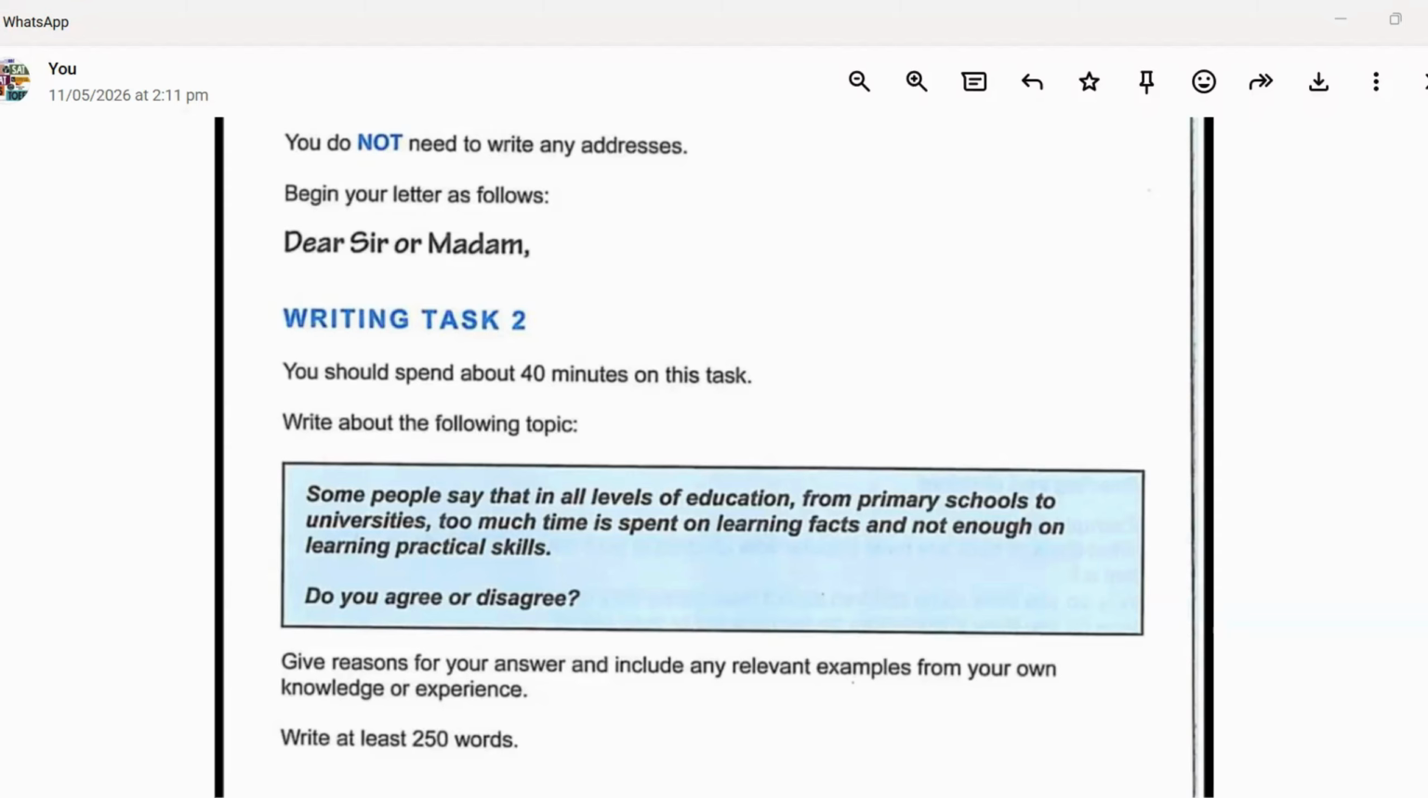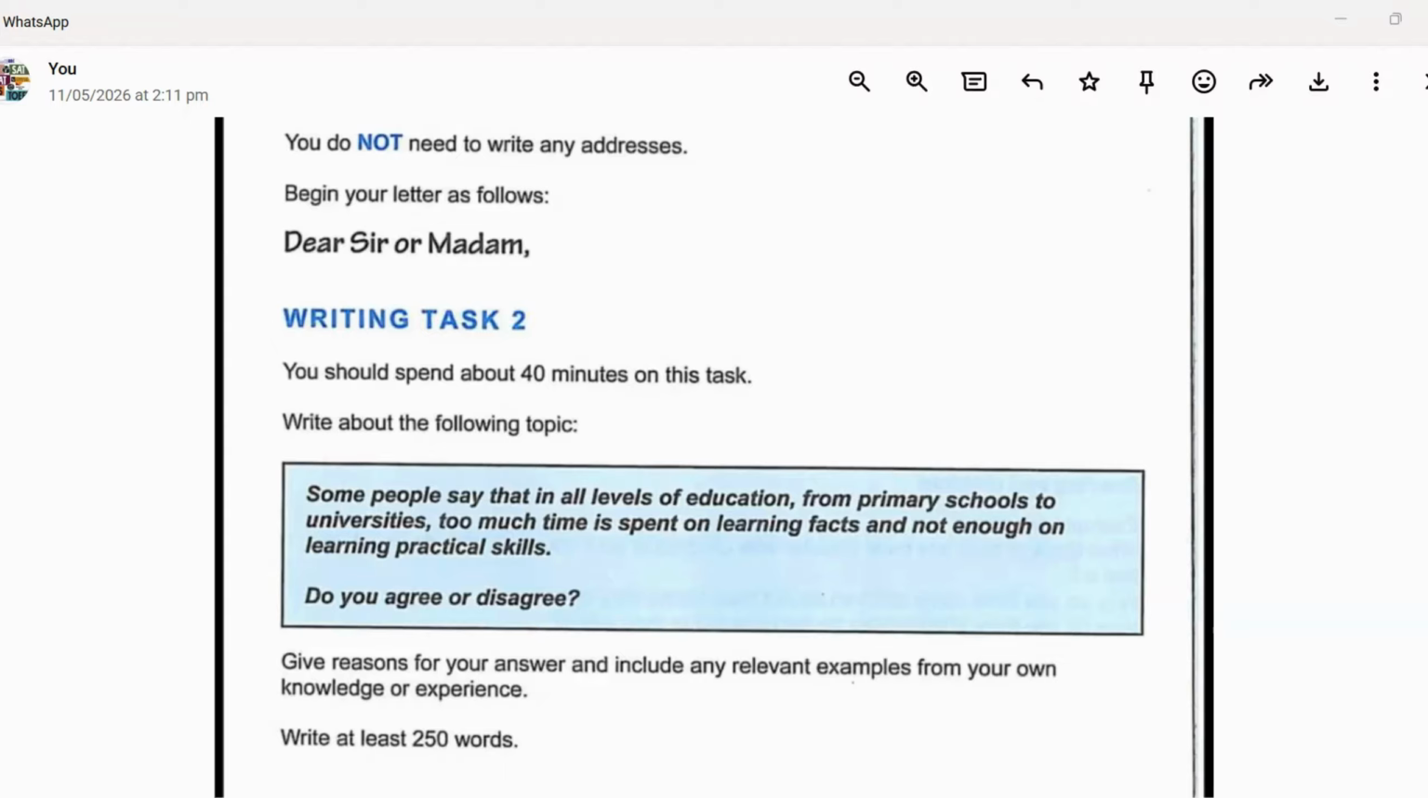Now, areas where you should expect questions from are basically education, employment, traveling, health, business or entrepreneurship, and societal issues generally, that is everyday life issues. You should expect questions from those aspects. So I hope this is very clear.